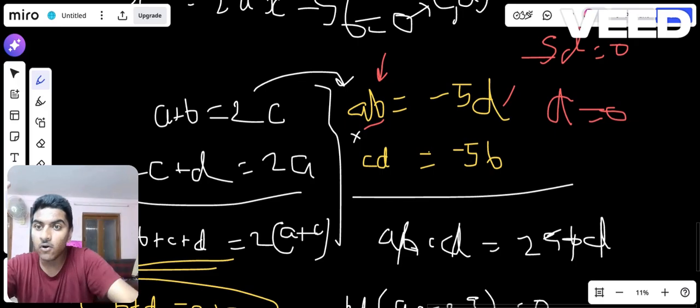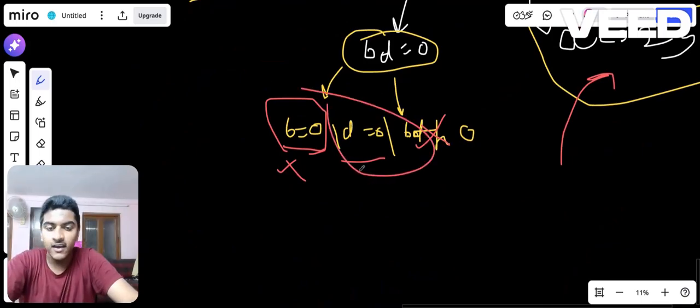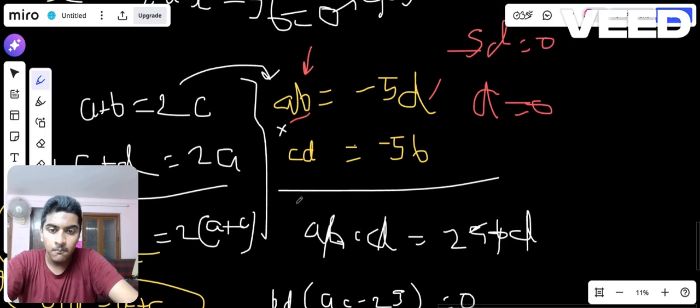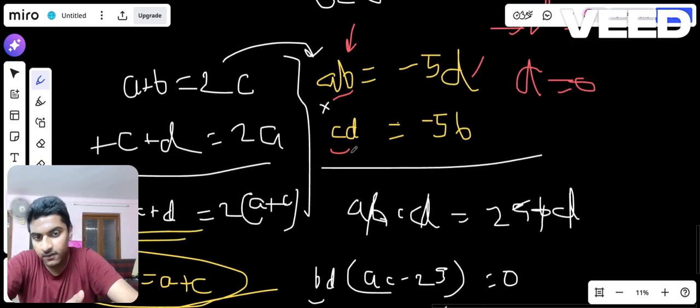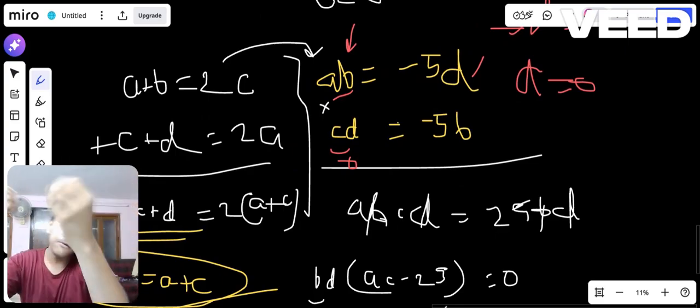B and d cannot be 0. Hence, b also cannot be 0. And of course, now you can again try for yourself. Take d as 0. If you take d as 0, put the value of d here. C again cannot be 0, so it's just 0 here. And 5 minus 5b equal to 0, that means b equal to 0 again. If d equal to 0, b also has to be 0.